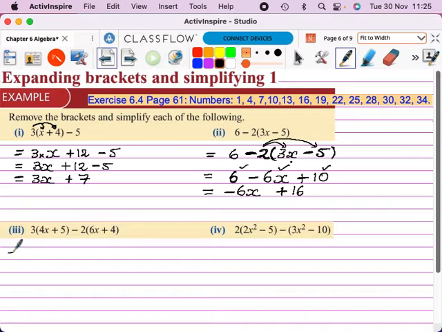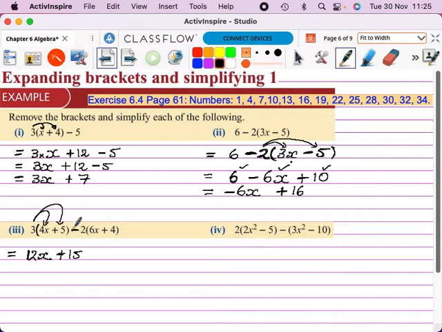Now we're pushing the boat out a bit more. Remember what the bracket means. The bracket means multiply. So we've got 3 on a 4. What's 3 on a 4? Well, it's 12. But there's an x joined to it, so it's 12x. We've now got a 3 on a plus 5. Please feel free to use a calculator. 3 fives are 15. And that's the end of the first bracket.